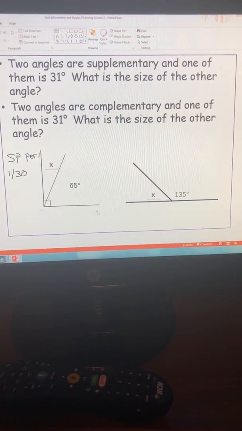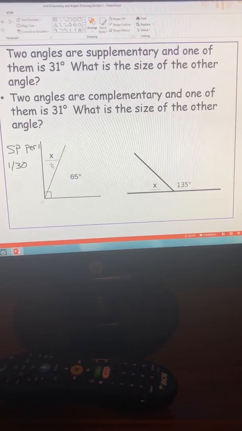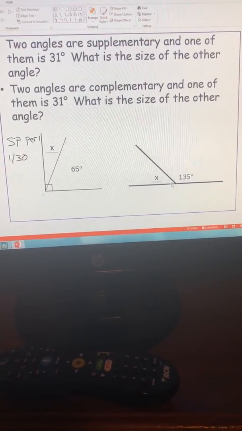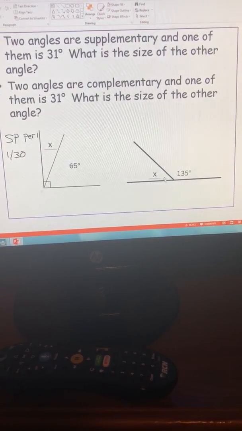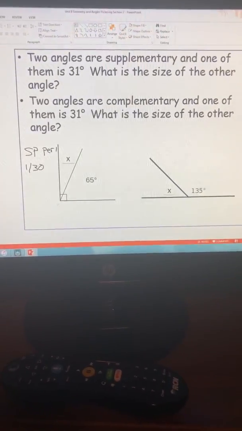So these 2 are supplementary, okay? And you would have the missing angle here would be 35 degrees. And then if these are supplementary here, and the missing angle would be 45 degrees because these add up to 180 and these add up to 90.